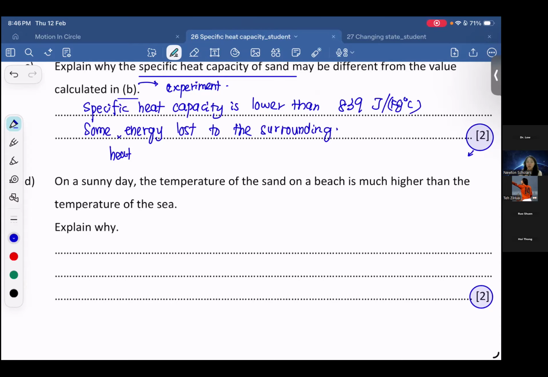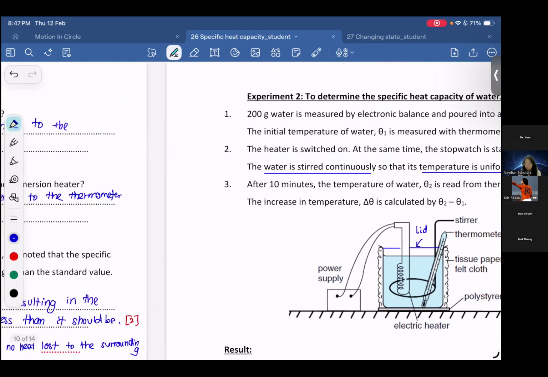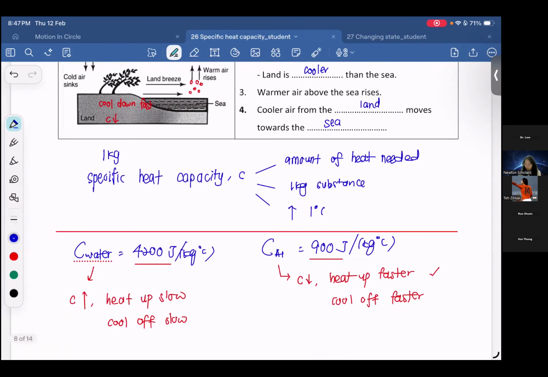Okay, first point, on a sunny day, the sand and the sea, are they receiving the same amount of heat energy from the sun? My answer is the sun is there, so it supplies the same energy of heat, am I right? But why will sand heat up faster? Why is the temperature higher? So you have to explain about the specific heat capacity. Okay, does it heat up faster with a high or low specific heat capacity? That is the thing that we just recalled.